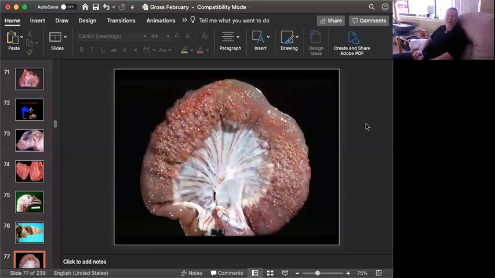Okay, time's up. This is an incidental finding. You can see it in slaughterhouse. Nobody really knows that much about it or cares. It doesn't cause any problem. We are looking at a section of gut. It looks a little bit like ileum to me. And then we have these bubbles all over it.